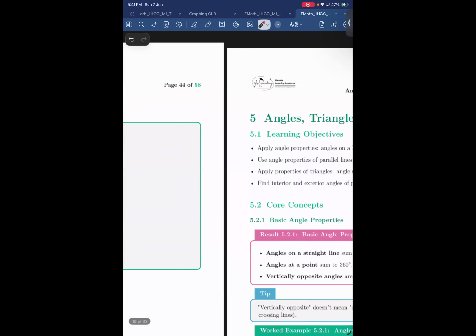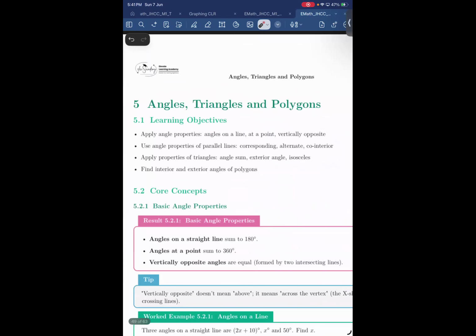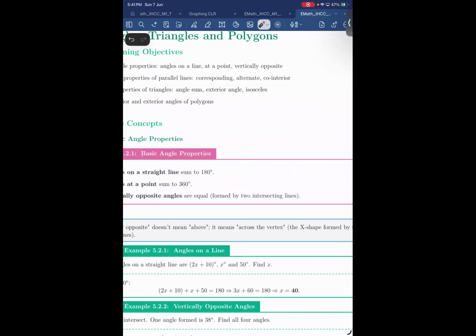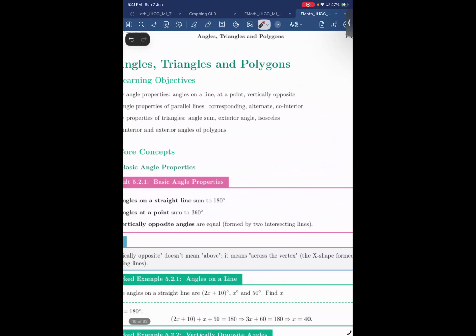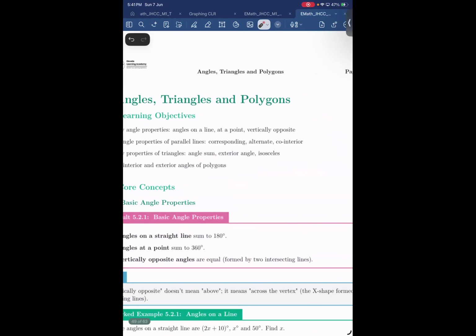Okay, now we move on to angles, triangles, and polygons. This one is going to be fairly big, with quite a few things, but I think we have about 20 minutes, so we can actually cover everything. Of course, not in super great detail, but that is possible.